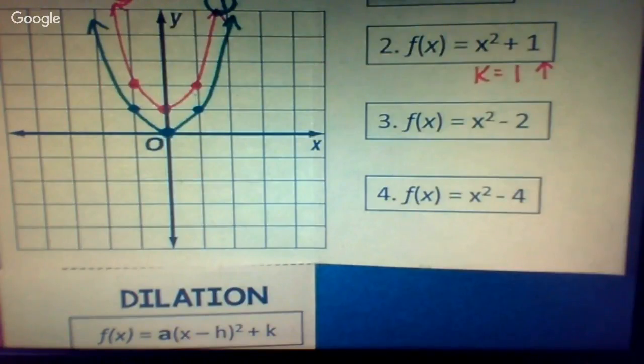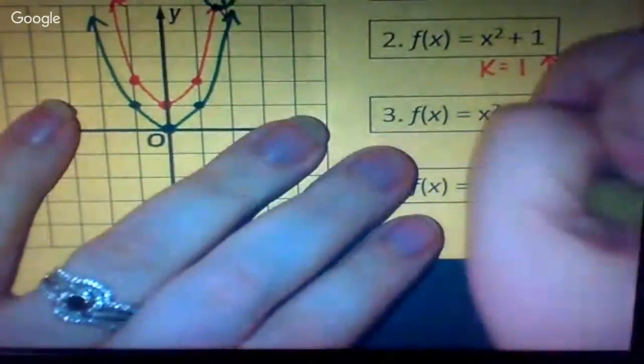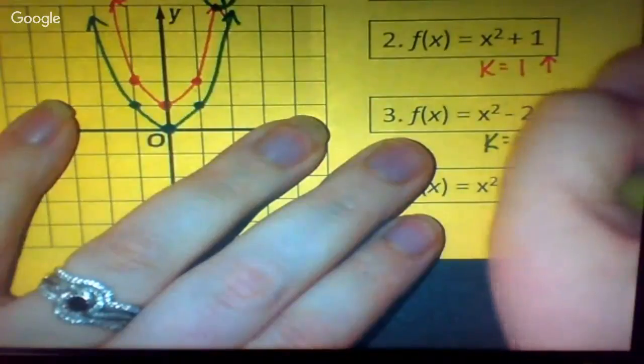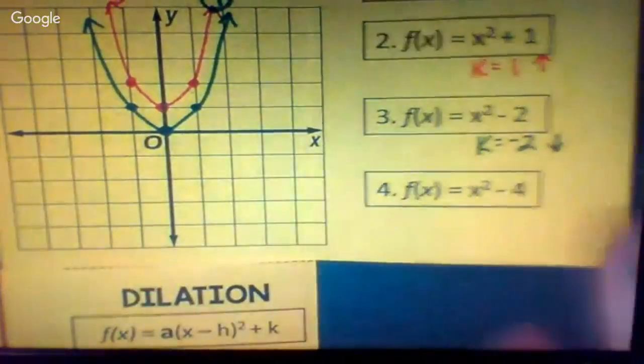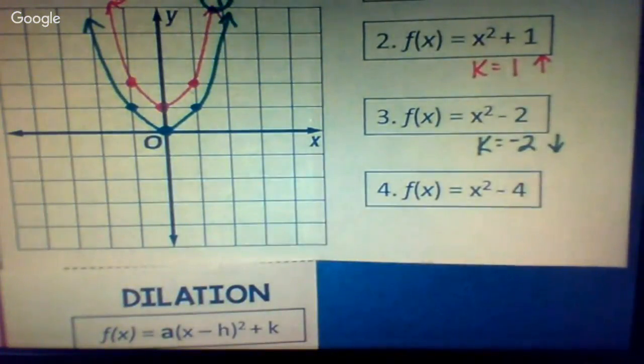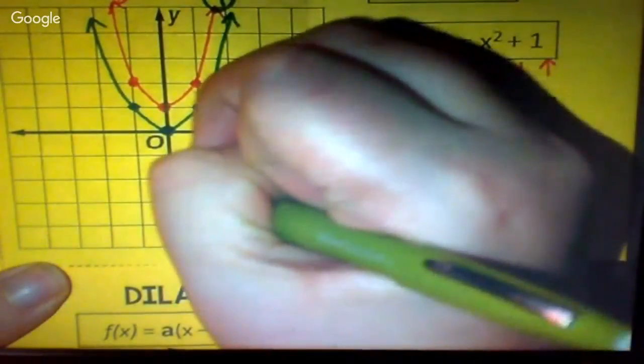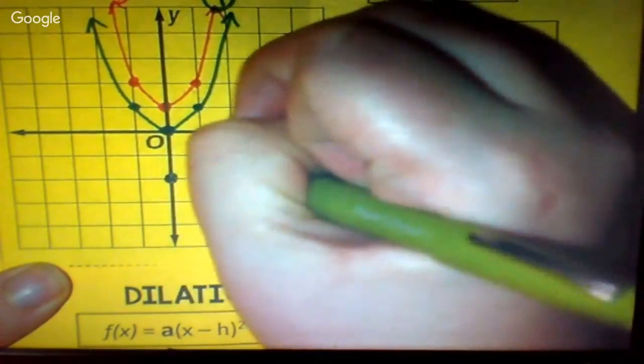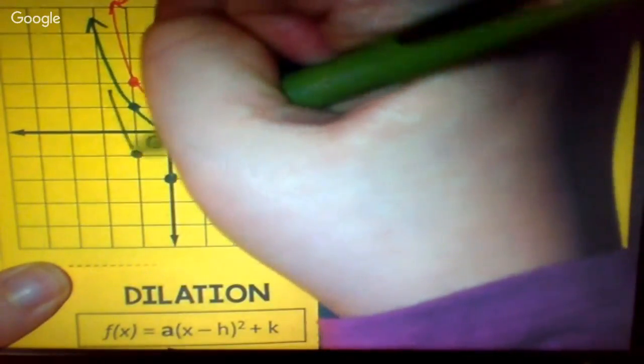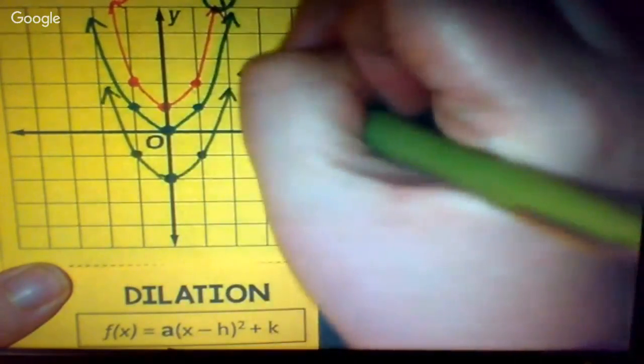Okay, number 3 is x squared minus 2. So what is my K value? Negative 2. So we go down. Okay, the biggest thing is remembering if it's inside the parentheses, it's opposite. If it's outside, it's the same. So again, from this original picture, we're going down by 2. So your graph is here.